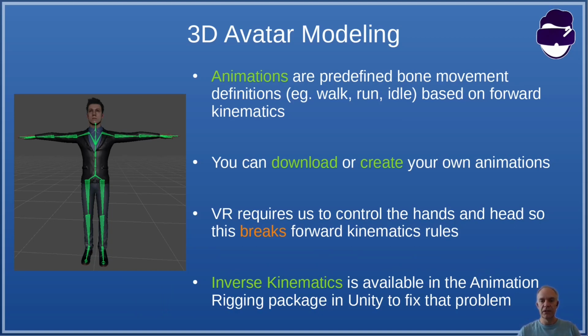You can download animations. Now, virtual reality requires us to control hands and the head. That's going to break the forward kinematic rules. So inverse kinematics is available in the animation rigging package in Unity, and that will fix that problem.